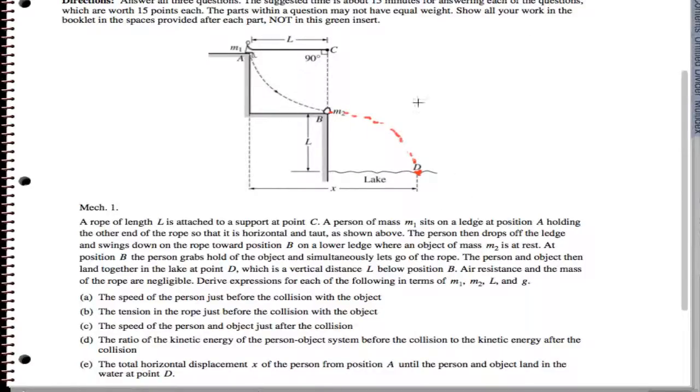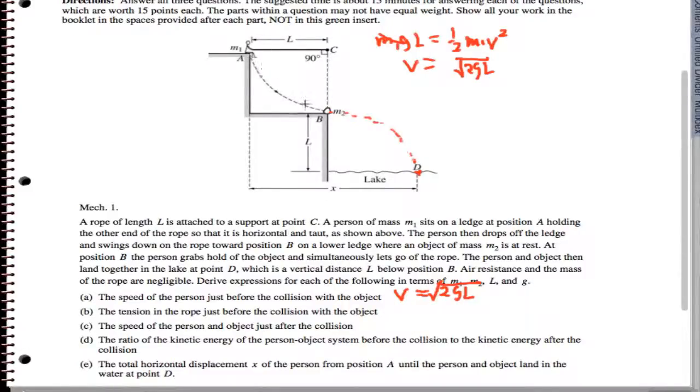So a rope of length L is attached to the support cord, blah, blah, blah. Let's get the speed of the person right before they hit the object. To do that, we're going to use conservation of energy. So m1gL equals 1/2 m1v squared. The m1's cancel, and we get that v equals the square root of 2gL. So that's good.